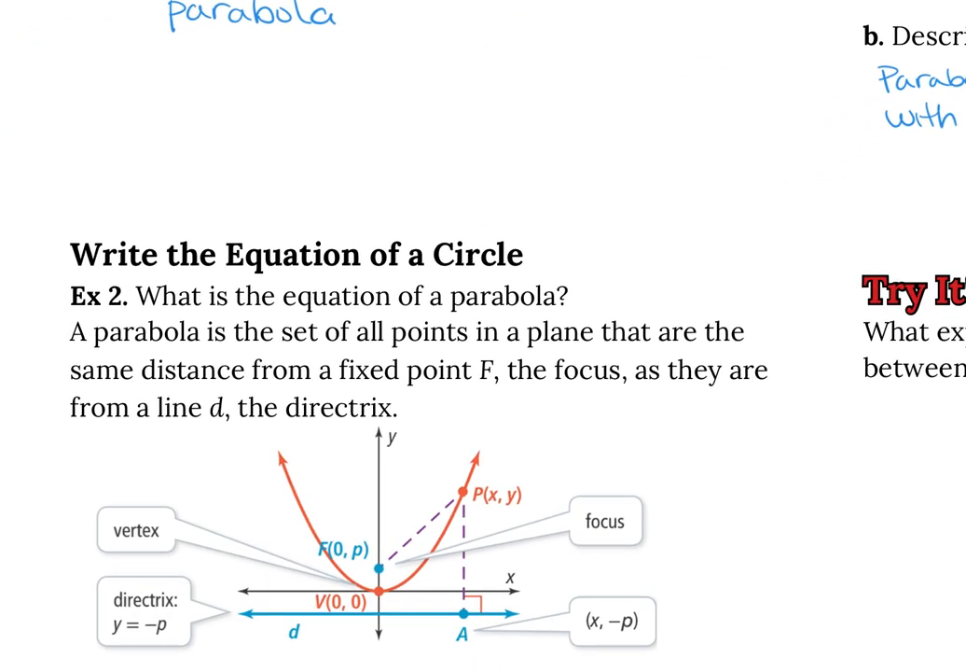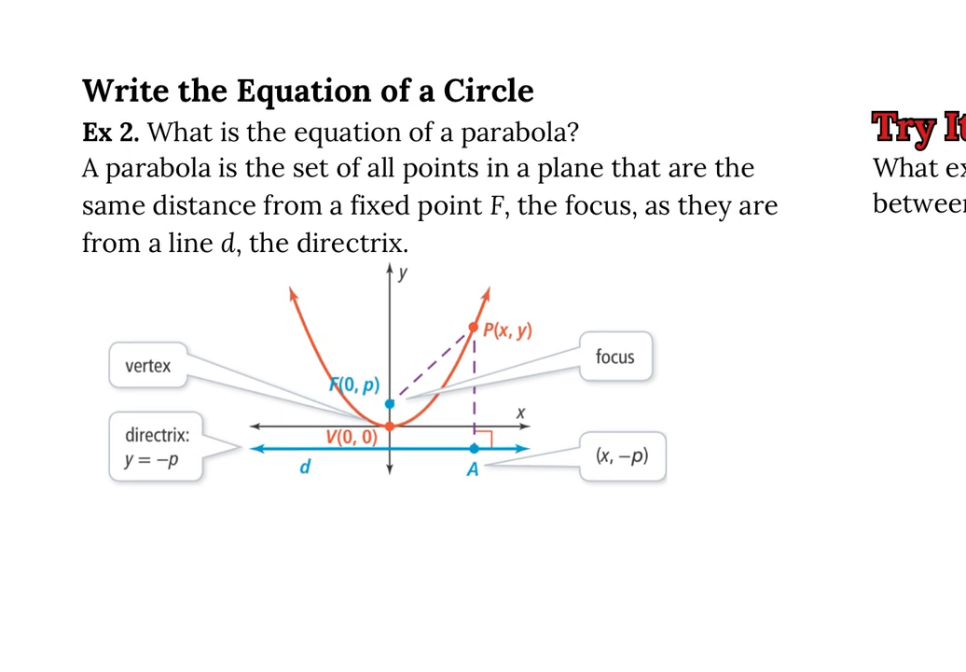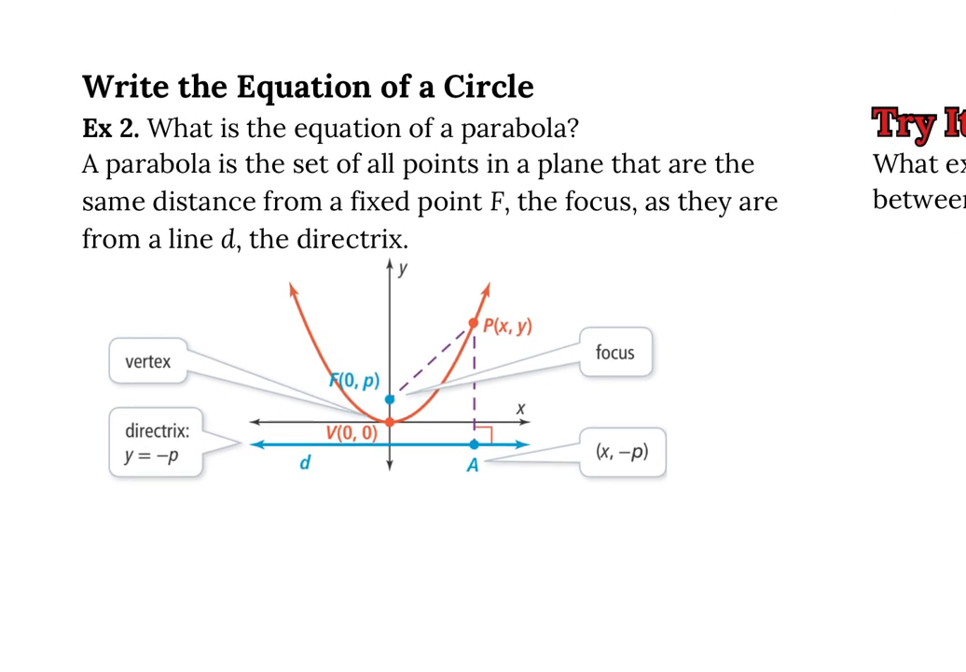Okay, example 2. What is the equation of a parabola? A parabola is a set of all points in a plane that are the same distance from a fixed point, point F, the focus, as they are from line D, the directrix.